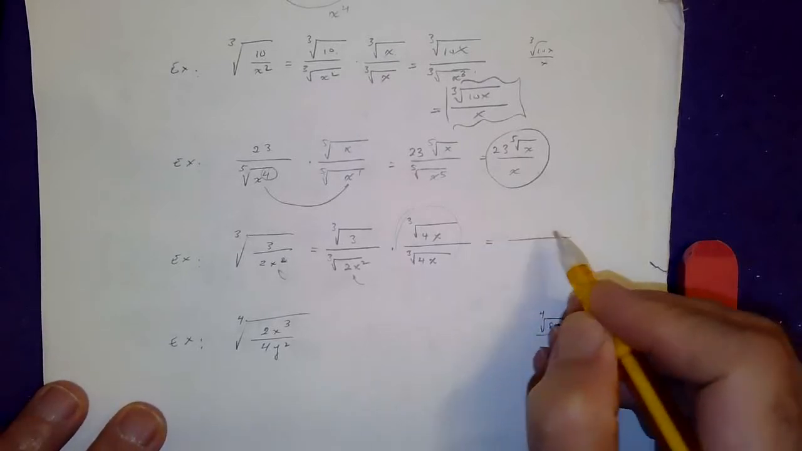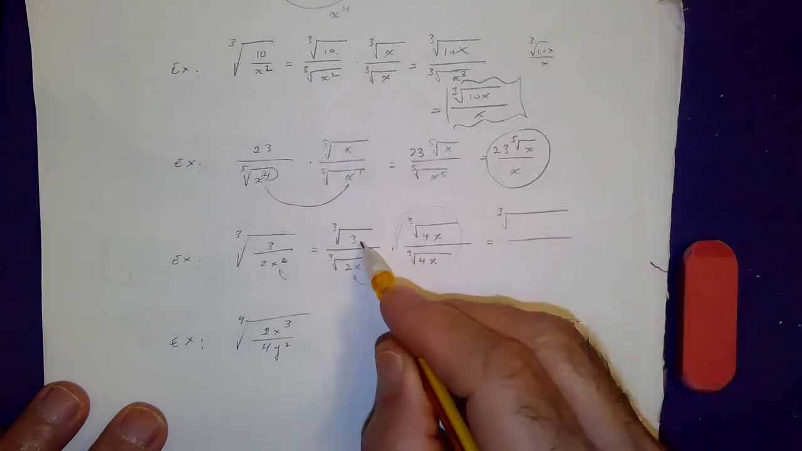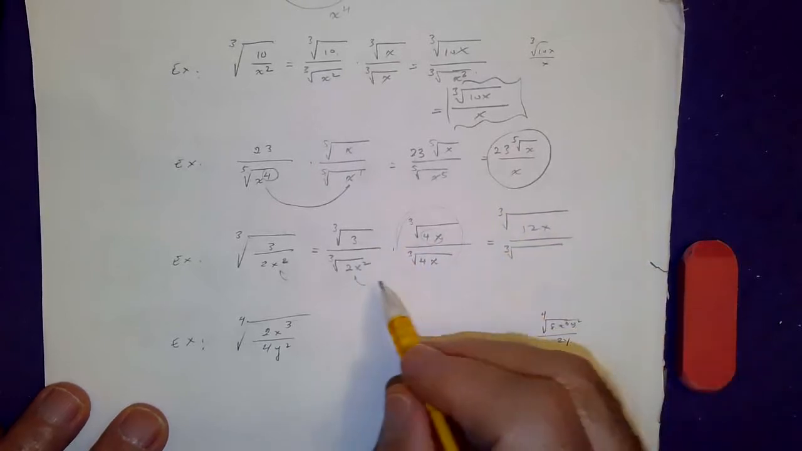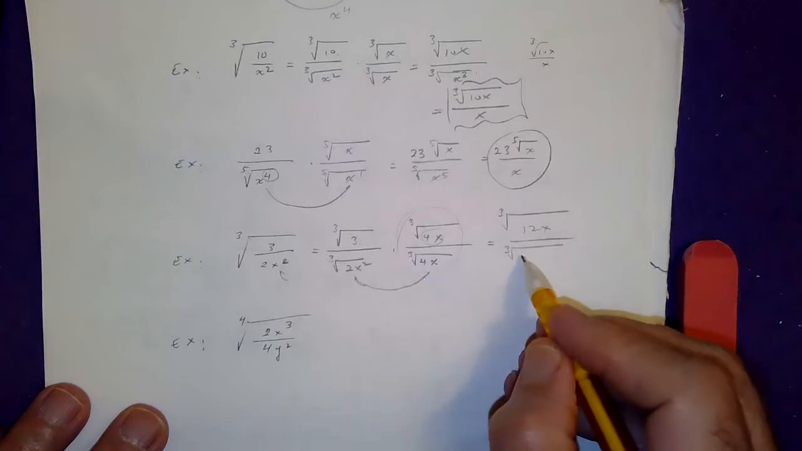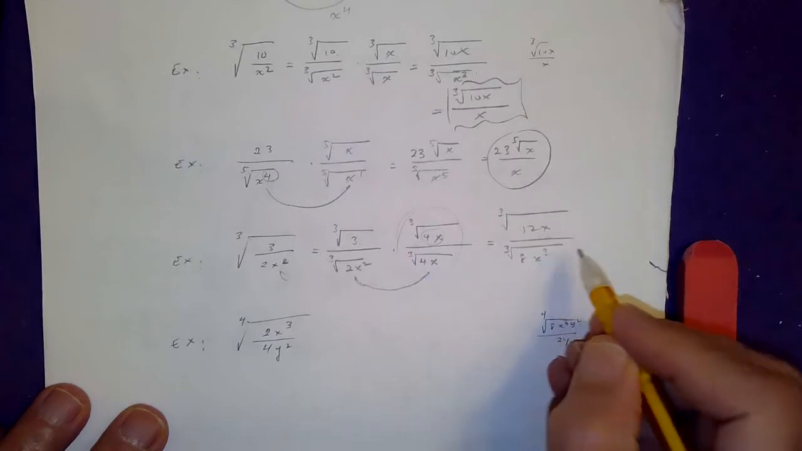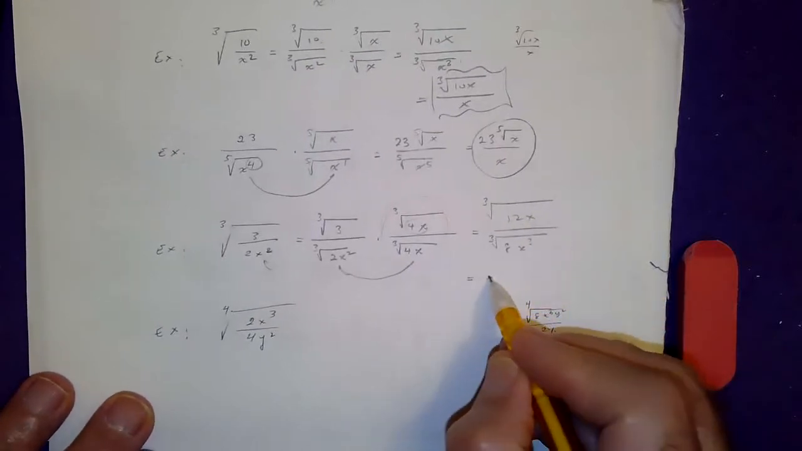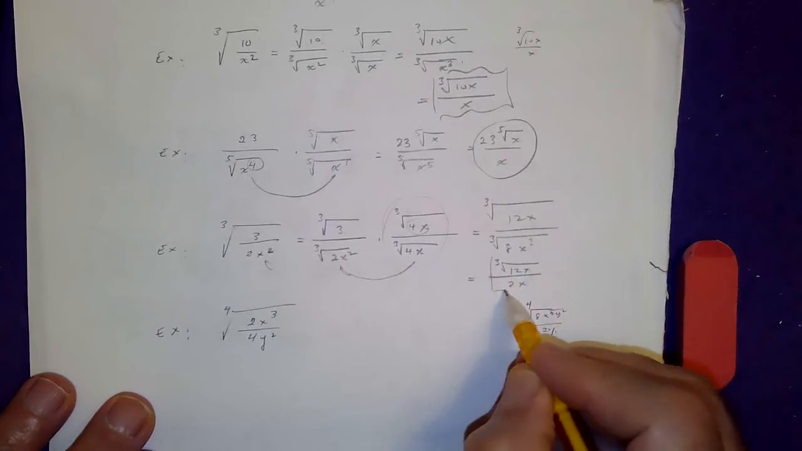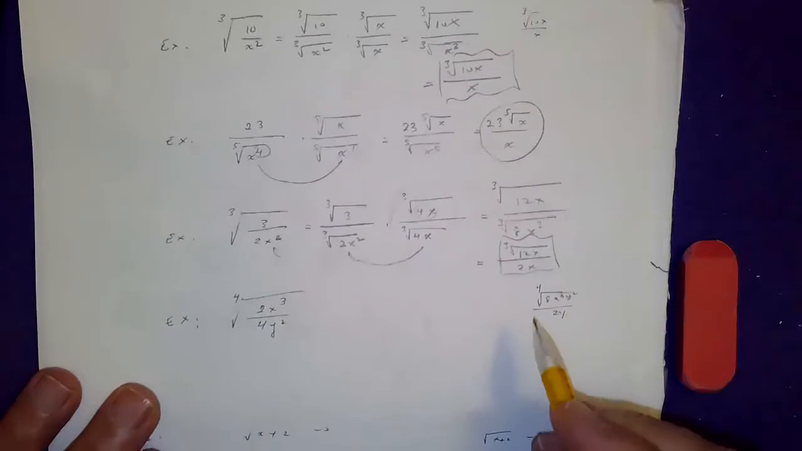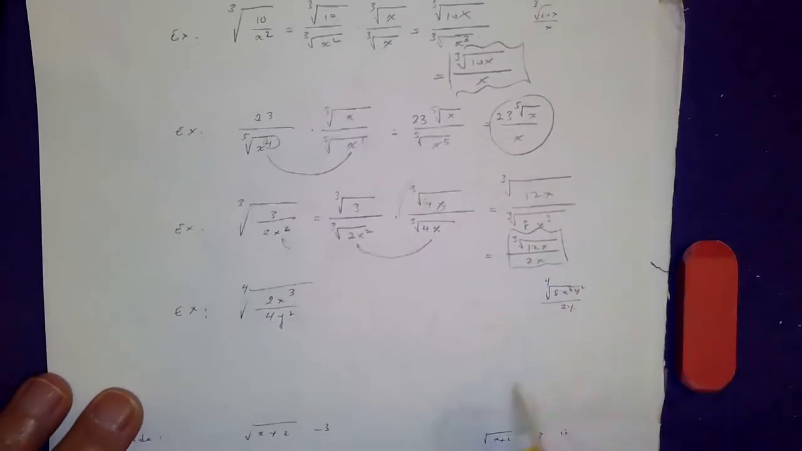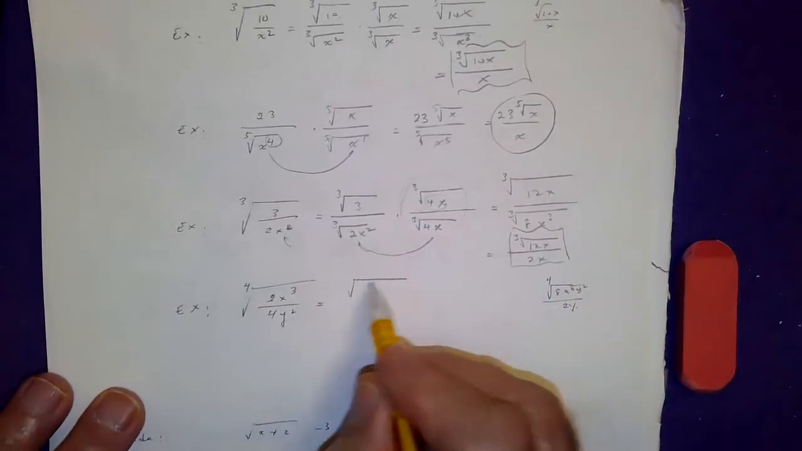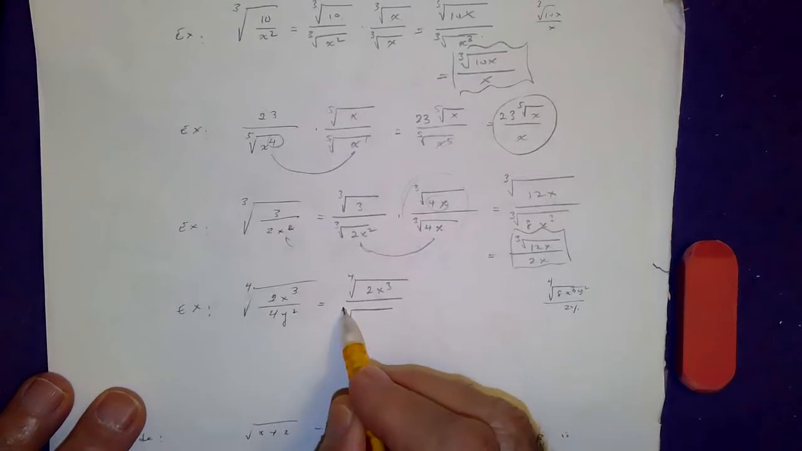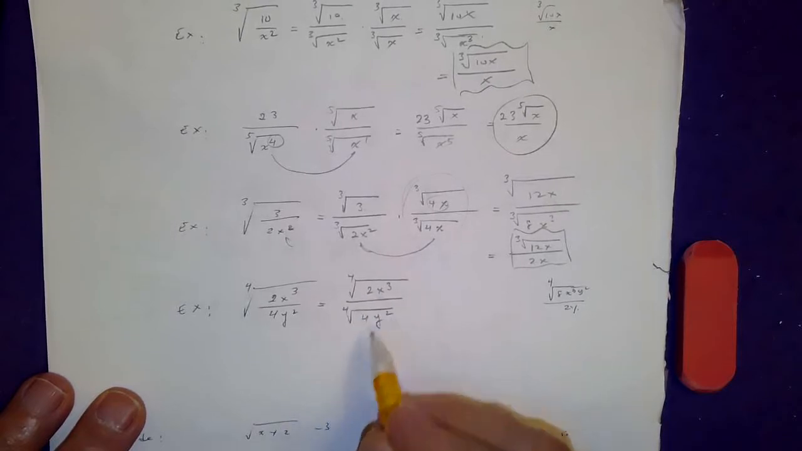Anyways, the top is what? The cube root of 3 times 4x is 12x. But remember, the denominator right now is 2x squared times 4x, which is what? 8x cubed. But the cube root of 8x cubed is what? 2x. And we have reached the final answer, which is the cube root of 12x divided by 2x. Same thing goes here. This is the 4th root of 2x cubed over the 4th root of 4y squared.